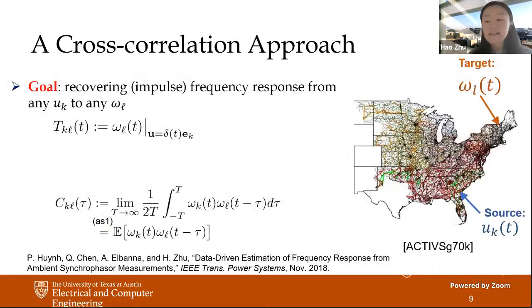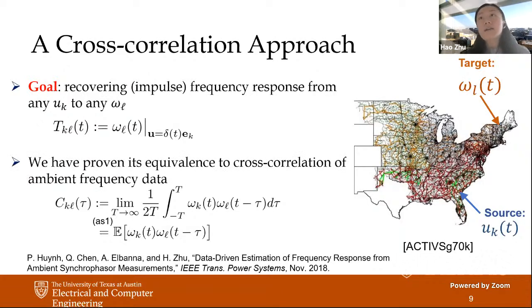Based on that, here is the claim. What are we trying to recover? We're trying to recover a hypothetical disturbance that happens at a source location, say around here in Florida or the Southeast US. If there is an outage here, what would happen to the frequency in the Northeast, New England, or in the Midwest? We want to know how this hypothetical disturbance would affect the rest of the system. In electrical engineering terminology, this is called the impulse response: when there is an impulse input, how it would affect the rest of the connected system.